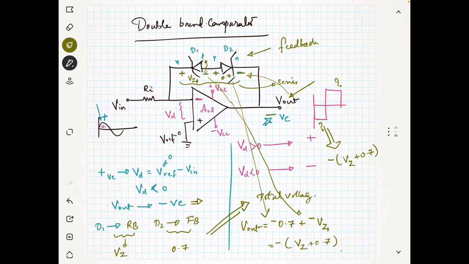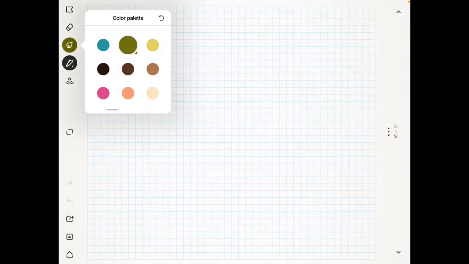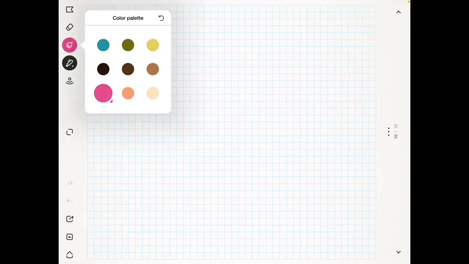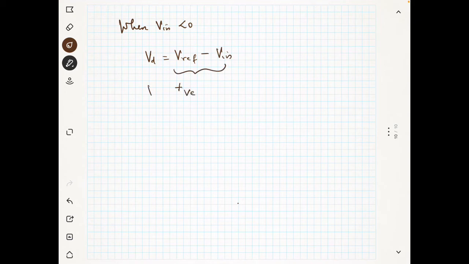Now we will see the next case. Notice the color I have used here, green; I will use another color. When V in is negative, what will happen to Vd? Vd is equal to V reference minus V in. That means the overall voltage actually becomes positive. So Vd is positive now. So V out also will be positive.